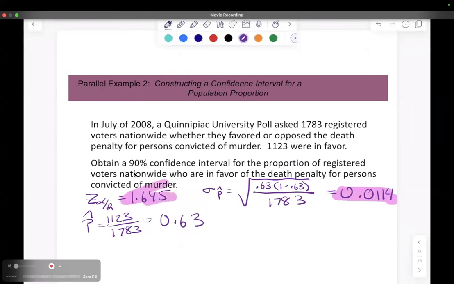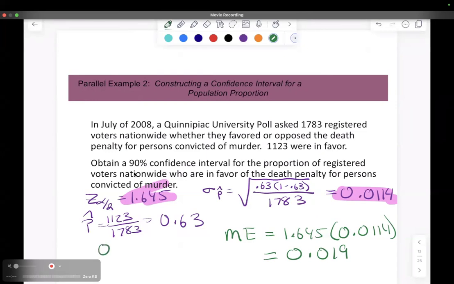So to get my margin of error, it's going to be 1.645 times 0.0114. I got 0.019. So my margin of error is 0.019. In order to create my confidence interval, I'm going to take 0.63 plus or minus 0.019. Did I math that out correctly? It looks like it.